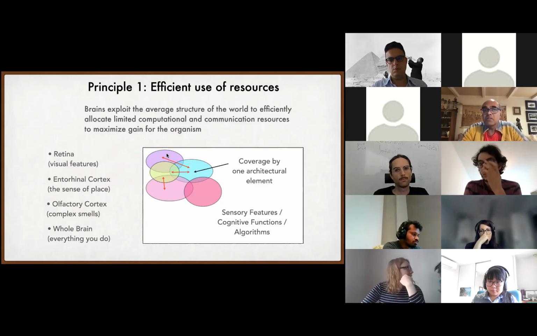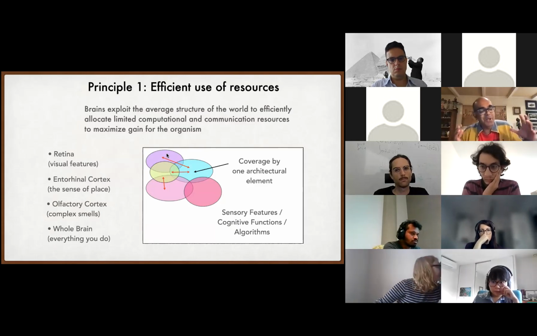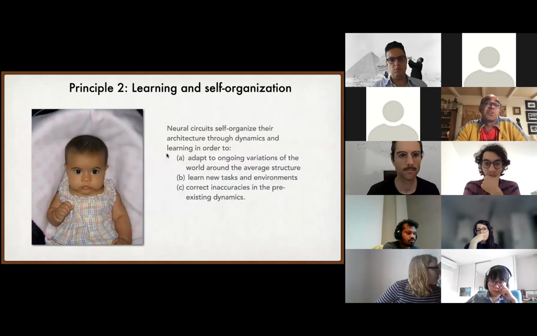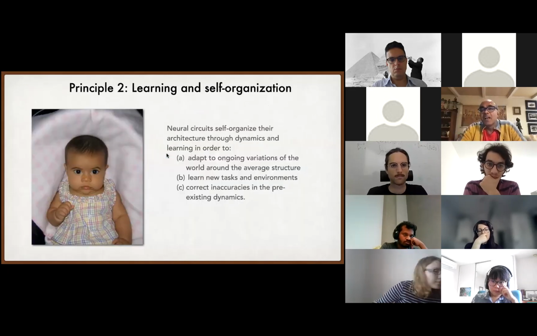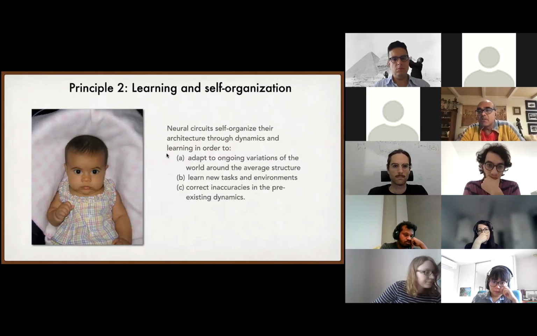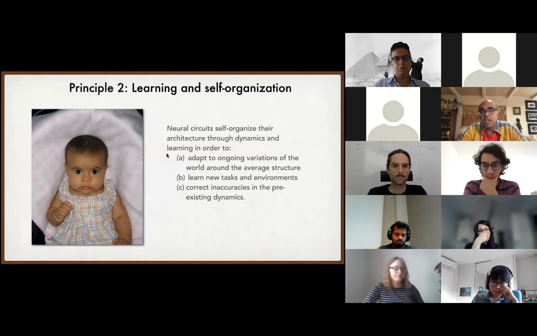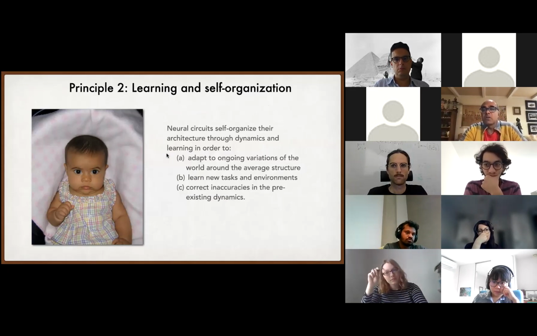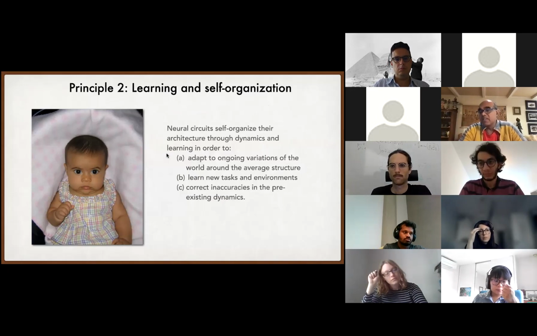I also mentioned that this is definitely not the only principle that's operative. There are other principles too. For example, one thing that certainly happens is that you have the fixed structure that you get through development, but then the circuits that you get self-organize their architecture and dynamics through learning in order to adapt to variations in the world, to learn new tasks, correct inaccuracies, etc.